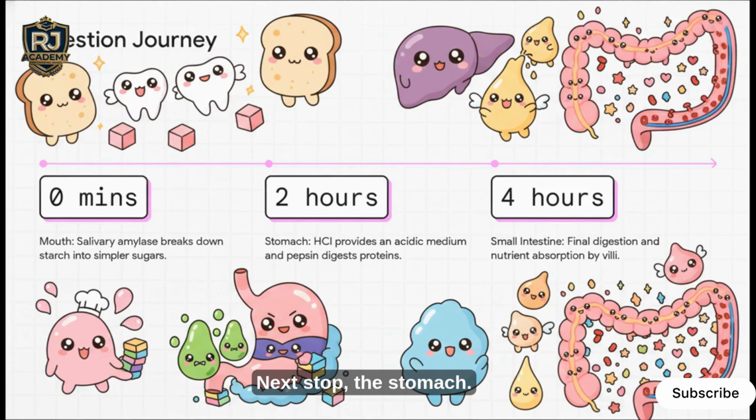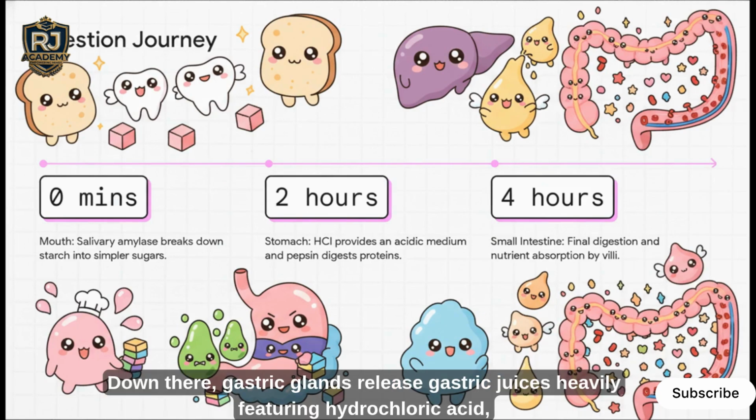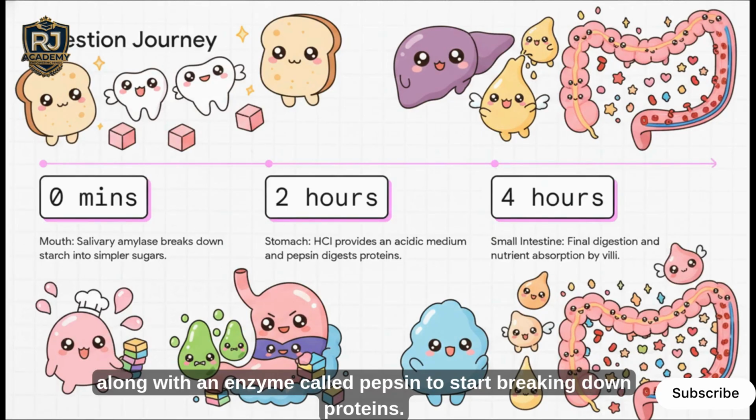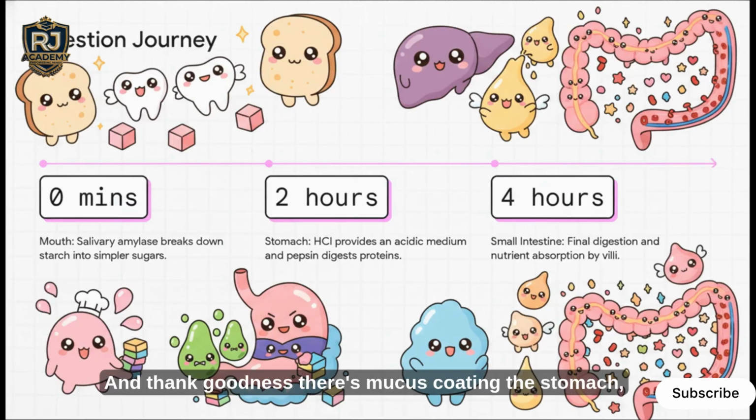Next stop, the stomach. Down there, gastric glands release gastric juices heavily featuring hydrochloric acid, or HCl, to create this super acidic environment, along with an enzyme called pepsin to start breaking down proteins. And thank goodness there's mucus coating the stomach, or that harsh acid would actually digest our own inner lining.